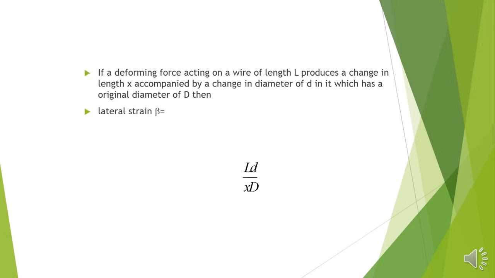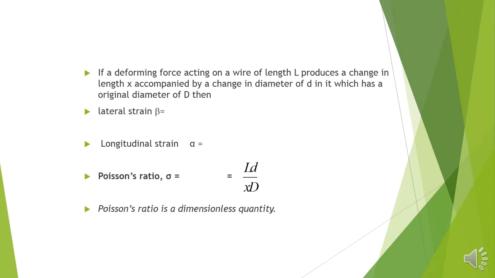Next, let us see some equations. If a deforming force acting on a wire of length L produces a change in length x accompanied by a change in diameter d in it, which has an original diameter of capital D, then lateral strain beta is equal to small d by capital D, and longitudinal strain alpha is equal to x by L. Poisson's ratio sigma is equal to beta by alpha, that is equal to L d by x D.